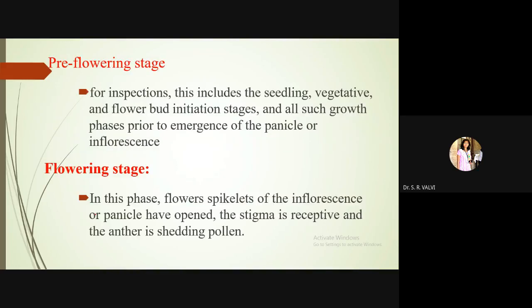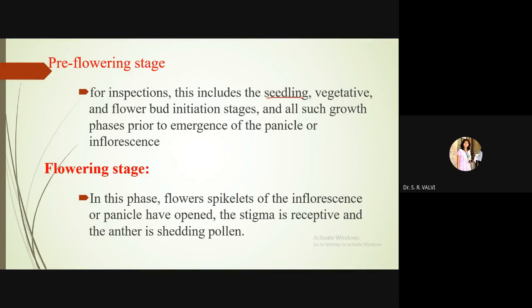Now the first stage, see here, is the pre-flowering stage. What is the pre-flowering stage? Before flower initiation, whatever the stage, that is the pre-flowering stage. It is very simple, right? So here what you have to inspect is the seedling: what kind of seedling is there, how it is, whether it is strong, whether it is weak, how many leaves are there, how many buds are present on it.